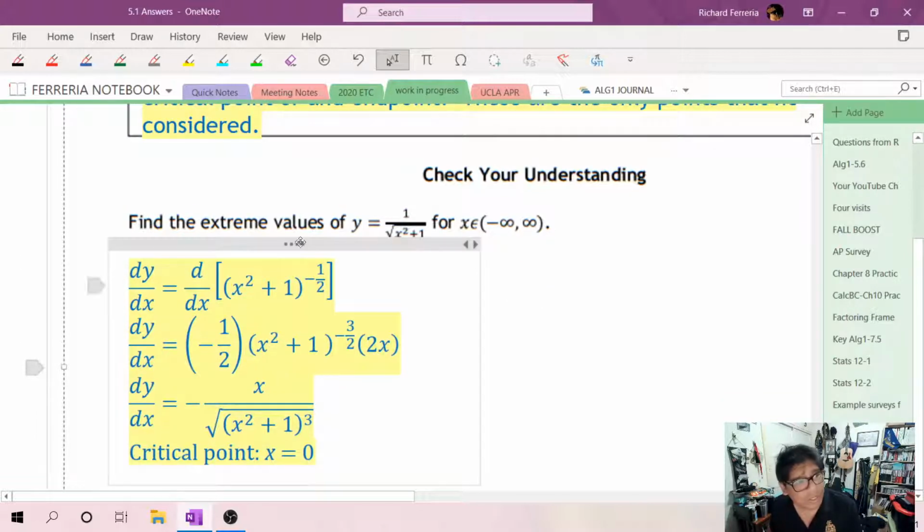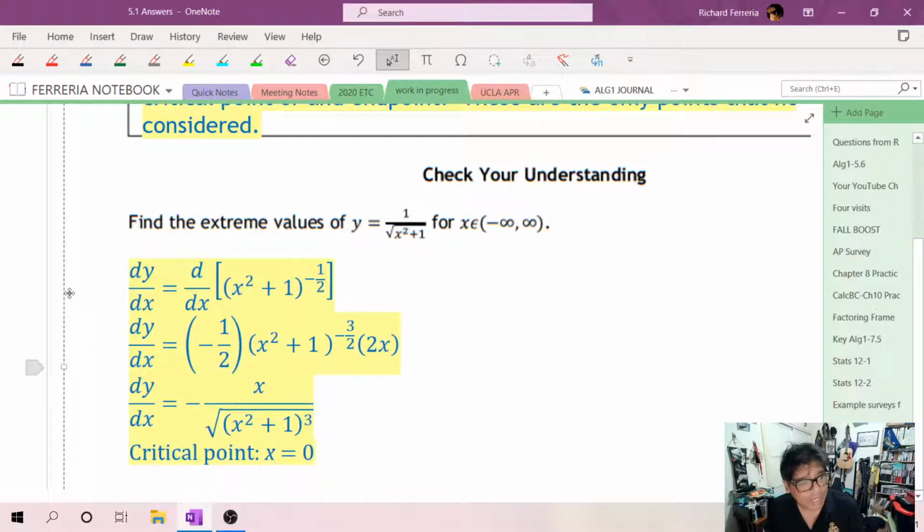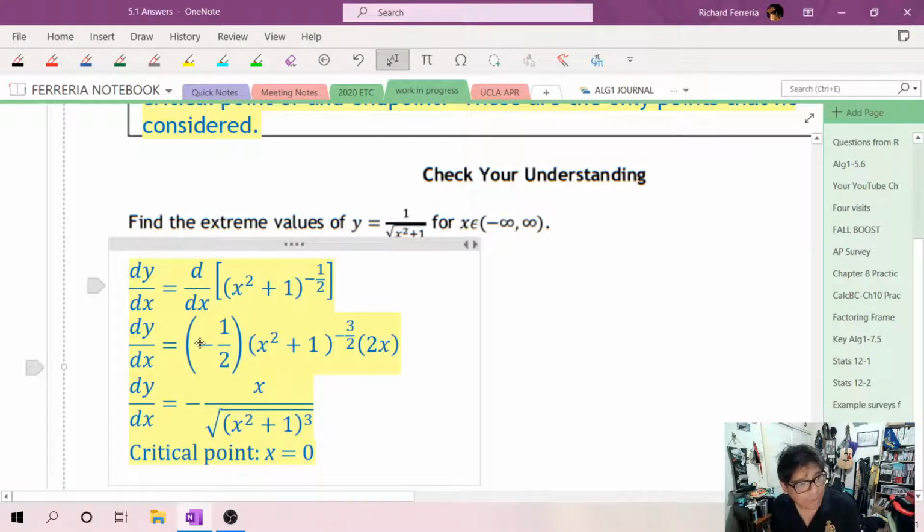So here's our derivative. What is the derivative of x squared plus 1 to the negative 1/2 power? We take the negative 1/2 and drop it in front. We leave the base, x squared plus 1, alone. We decrease the power by 1: negative 1/2 minus 1 is negative 3/2. Then we multiply by the derivative of the base. What is the derivative of x squared plus 1? It's 2x.